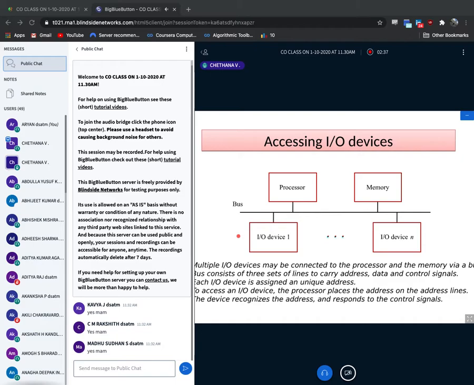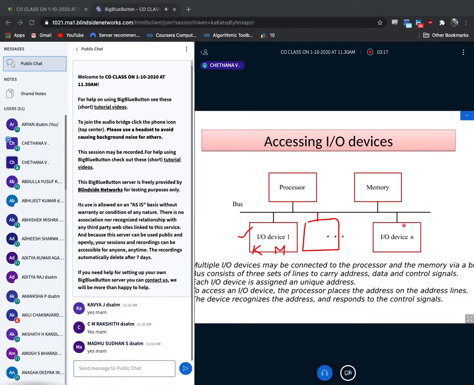Here, input-output device 1, for example, may be a keyboard. One more device may be a monitor, which could be an output device. Like that, we have n number of input-output devices available here. This may be a keyboard, this may be a display, this may be a scanner, this may be a printer. Just imagine how many devices are available here: device 1, device 2, device 3, up to n input-output devices.